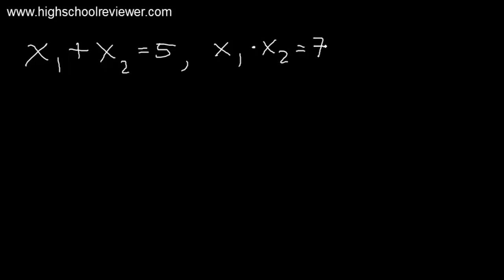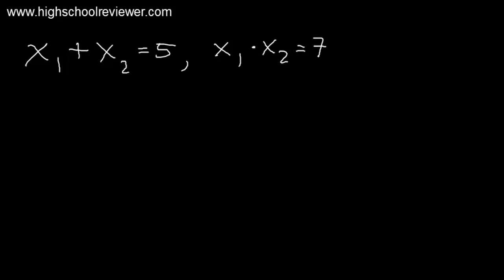Find the quadratic equation using the sum and product of the roots. Our first given, we have x sub 1 plus x sub 2 equals 5. And the product of the roots, we will have x sub 1 times x sub 2 equals positive 7.